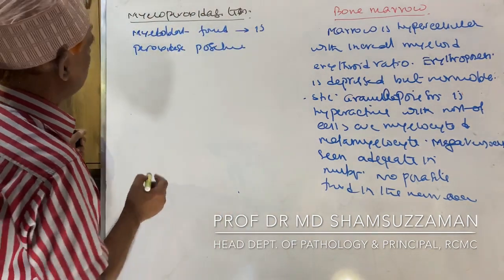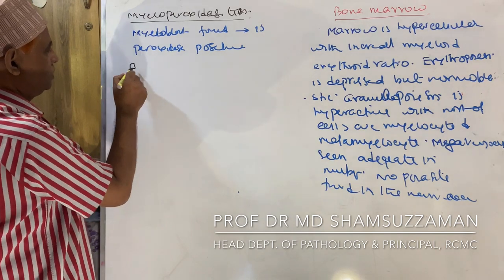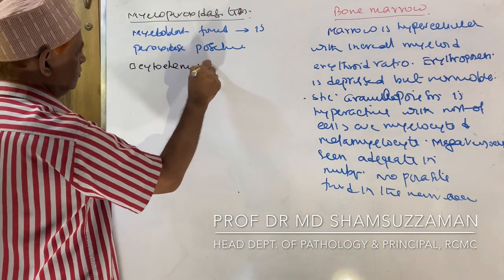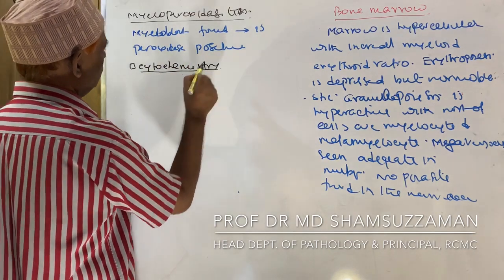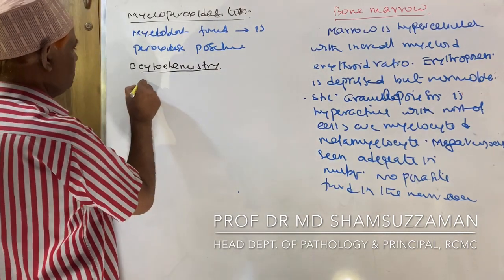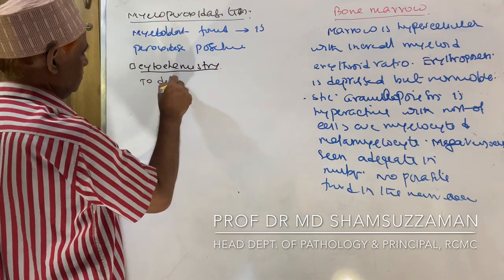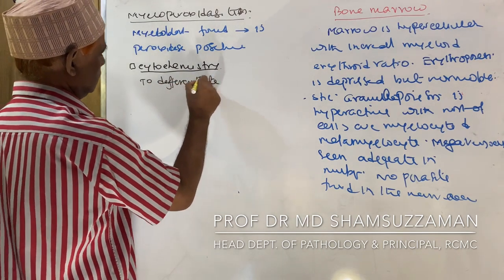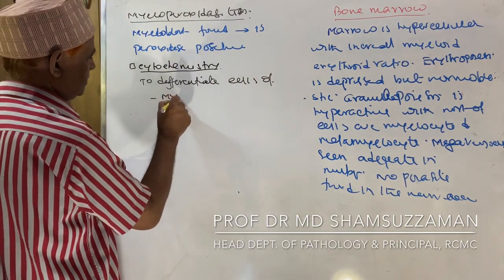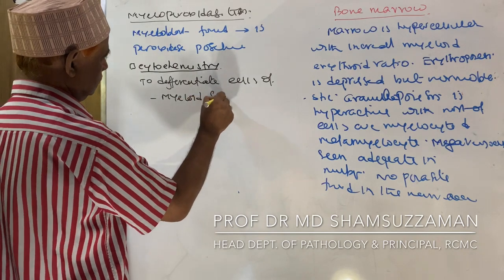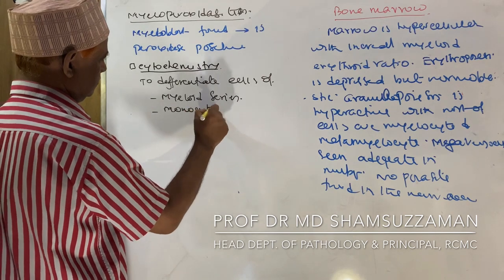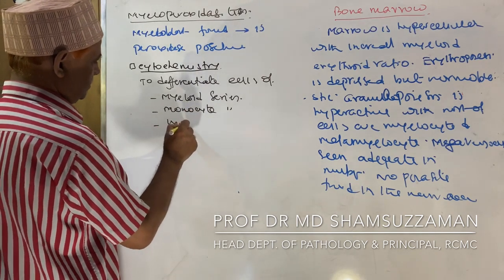Then we have to do cytochemistry. We do cytochemistry to differentiate the cells of myeloid series, monocyte series, and lymphoid series.